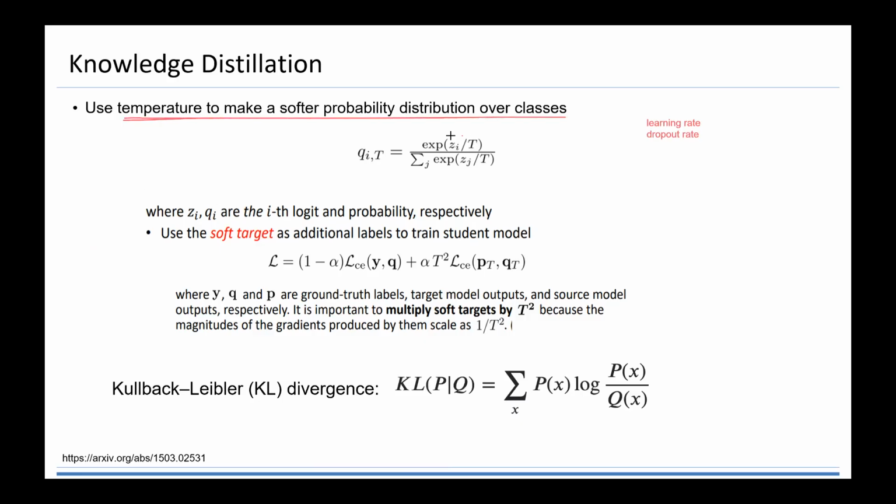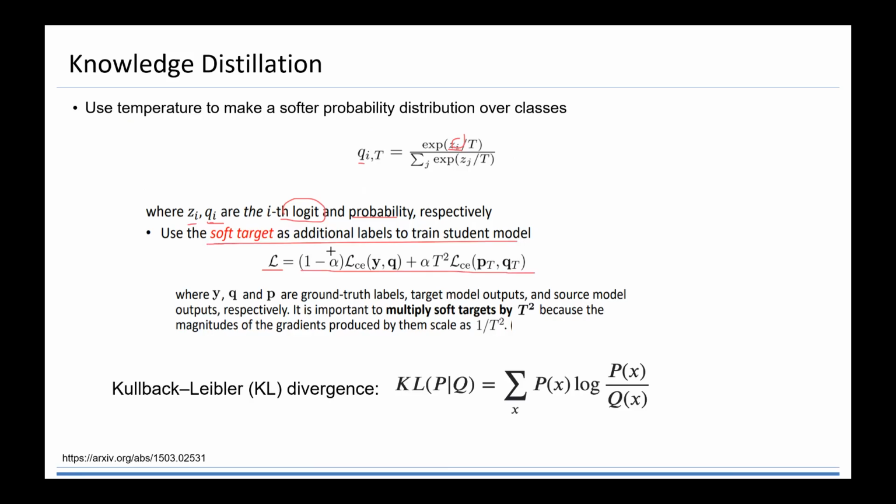So we know about the softmax function. In the softmax function, usually we just use the exp. But we can also apply the temperature, T. T means the temperature. And in this formula, we have the Z and Q. Z is the logit and Q is the probability. And we can have the loss function, where we use the soft target as the additional labels to train the student model, and we will have this kind of function.